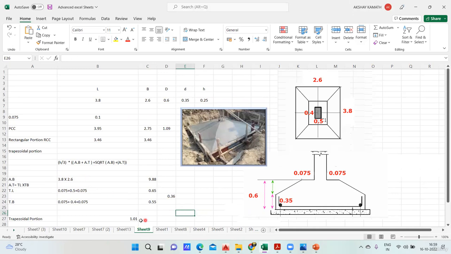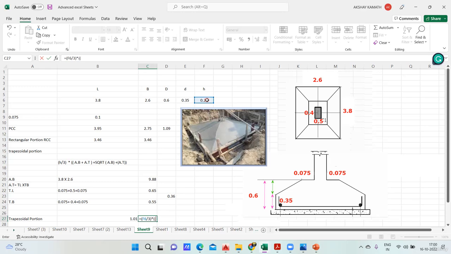You put this in the formula. Already I've done that, but still I'll do it again. You have to follow this open bracket, close bracket structure, only then you'll get the answer. Equal to sign, I'll open the bracket, h I'll take from here, 0.25, and divide it by 3, h by 3. Then close the bracket, use the multiplication symbol star, and then again 2 times open the bracket. This is called AB. AB is the area.